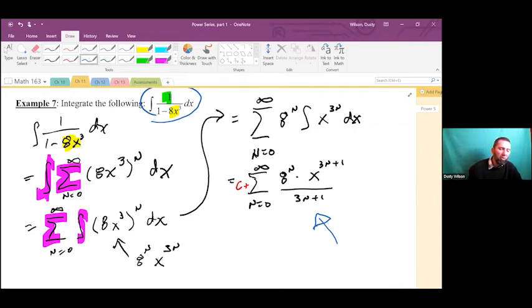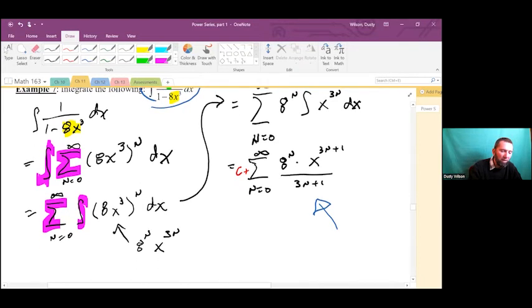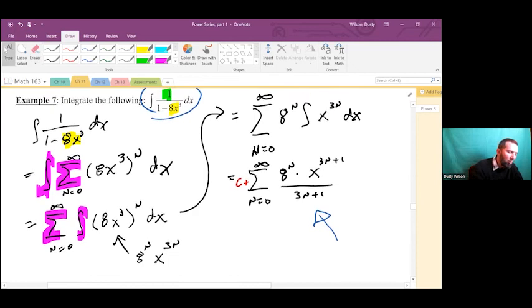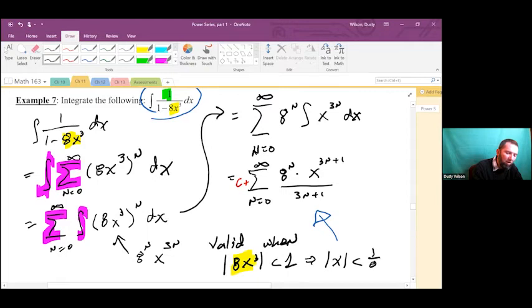Notice that when we have a power series, we also have to ask, when is this valid? So when is the statement valid? So this is valid, or it converges, when the yellow thing in magnitude, 8x cubed, is less than 1. Here's that yellow thing again. In other words, that would be where the absolute value of x is less than 1/8.